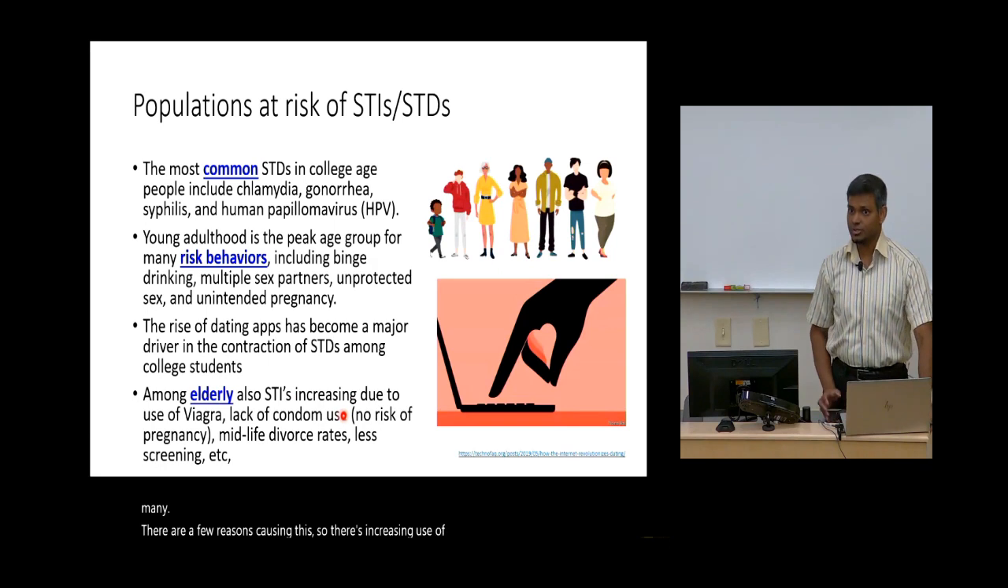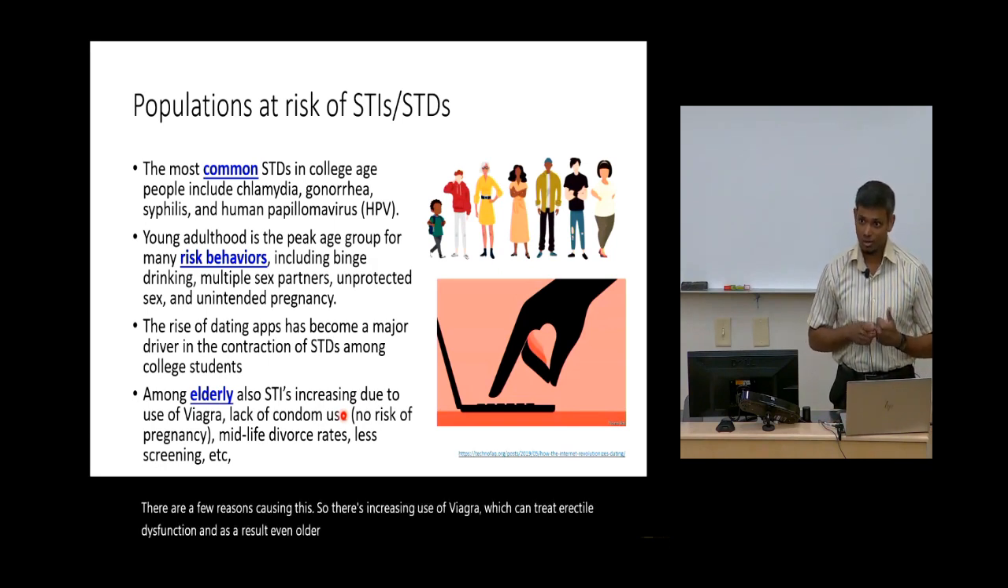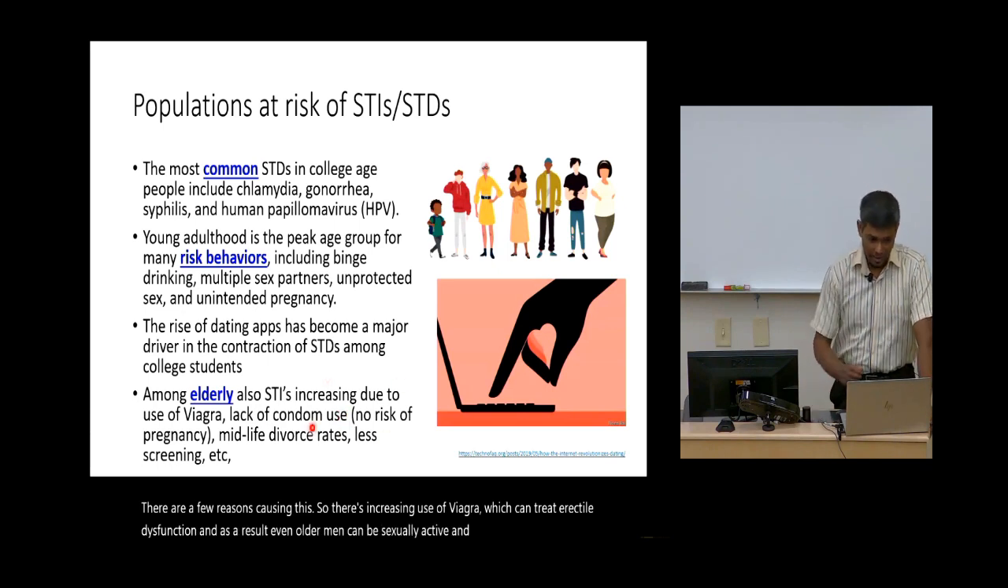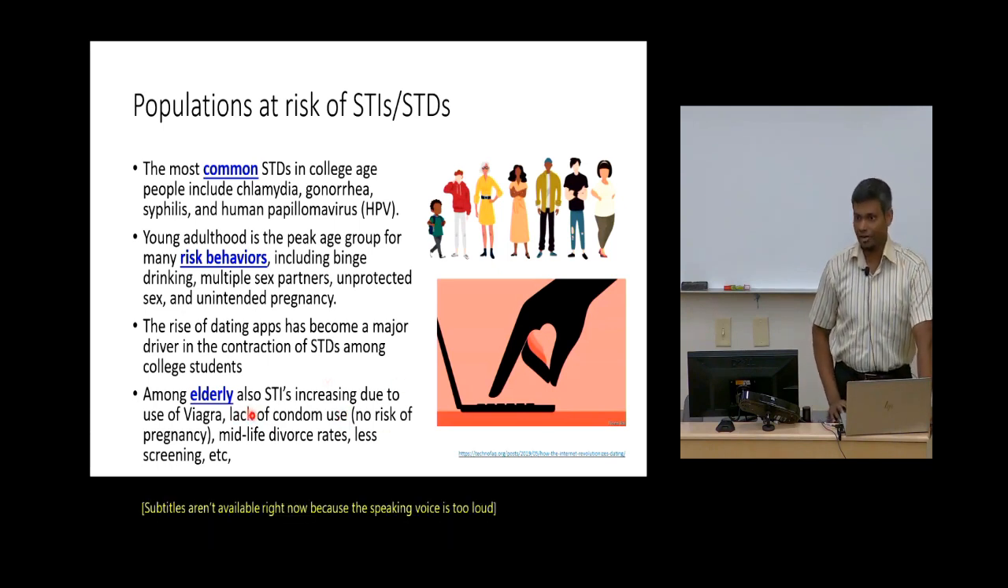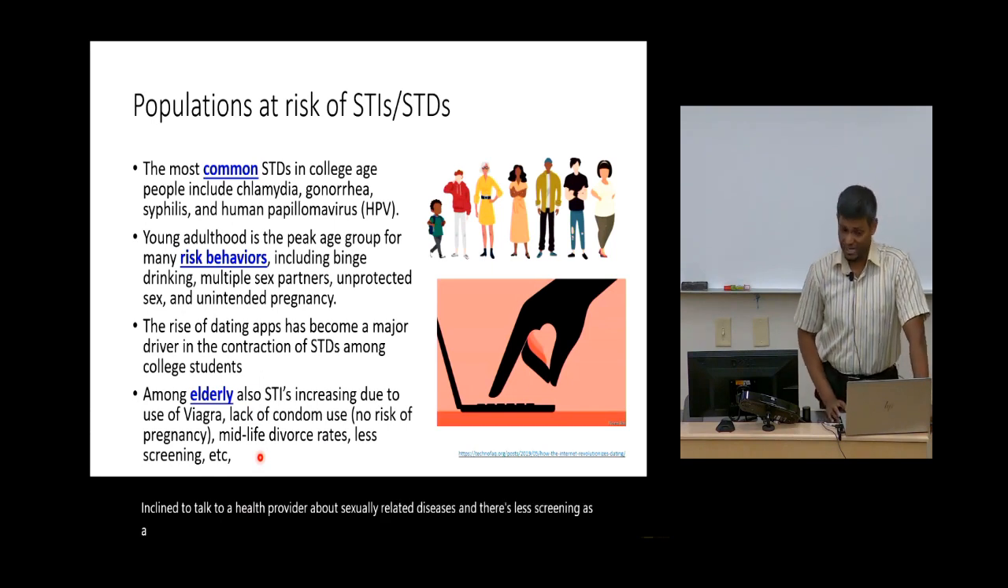So there's increasing use of Viagra, which can treat erectile dysfunction, and as a result, even older men can be sexually active. And also there's a lack of condom use, because when you're at that age, you're not thinking about the risk of pregnancies. And also there is an increase in the midlife crisis, like divorce rates increasing or the death of a life partner. And this age group seems to be less inclined to talk to a health provider about sexually related diseases, and there's less screening as a result.